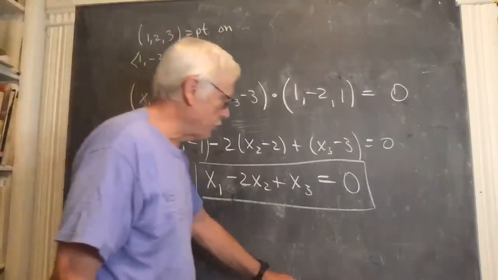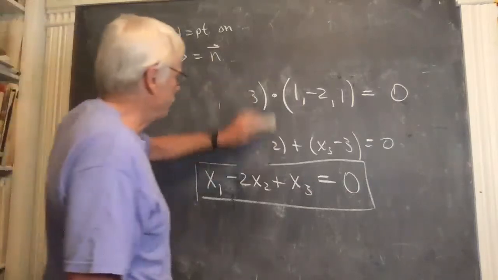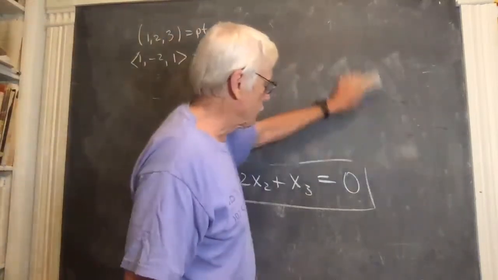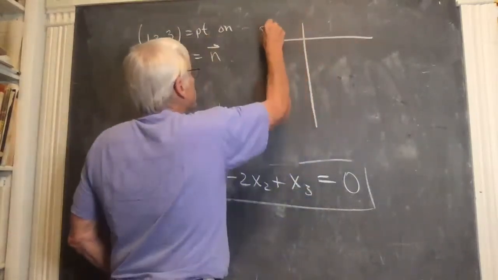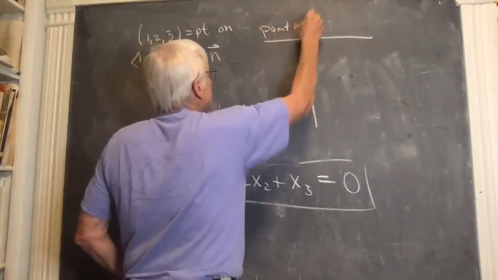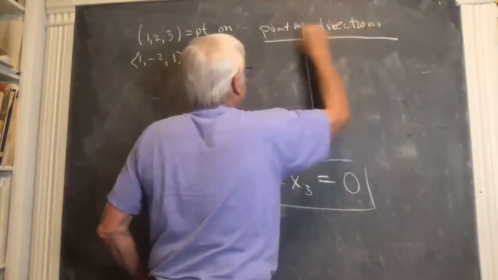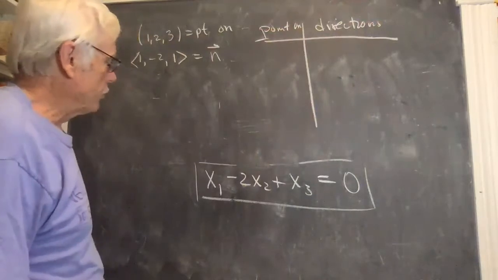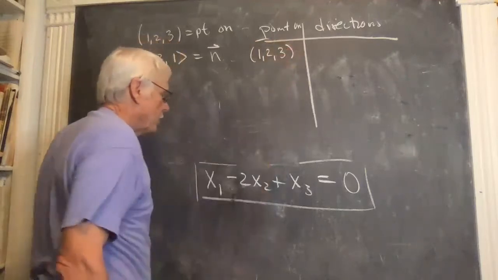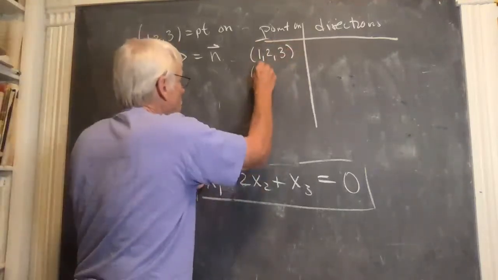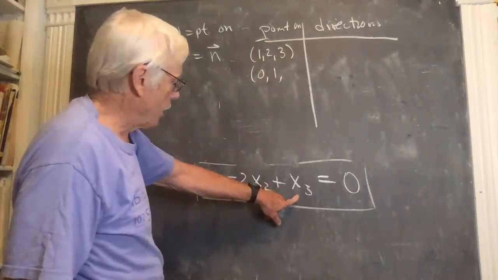And we can use this equation to find some other points on the plane, on the surface. So let's just do this. Points on. And over here, we'll find directions again. When in doubt, you can always do this process to find all of the equations. We know that 1, 2, 3 is on. So let's set x1 equal to 0 and x2 equal to 1. Then that should allow us to solve for x3.